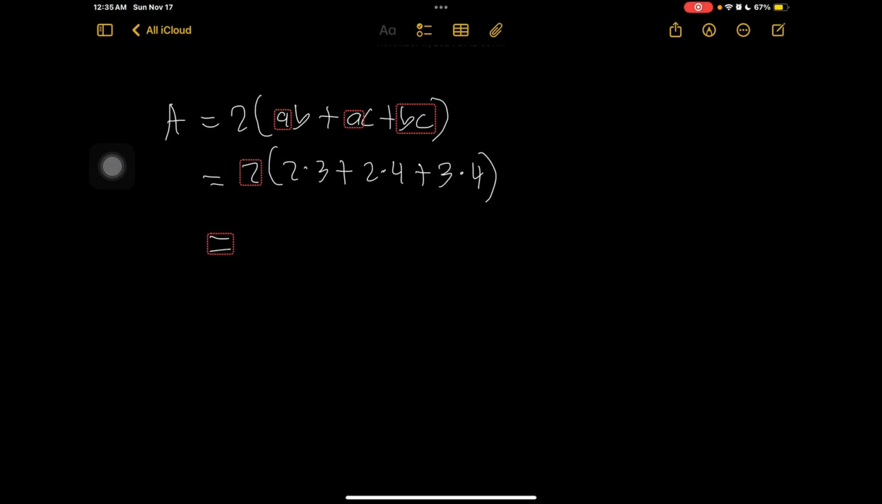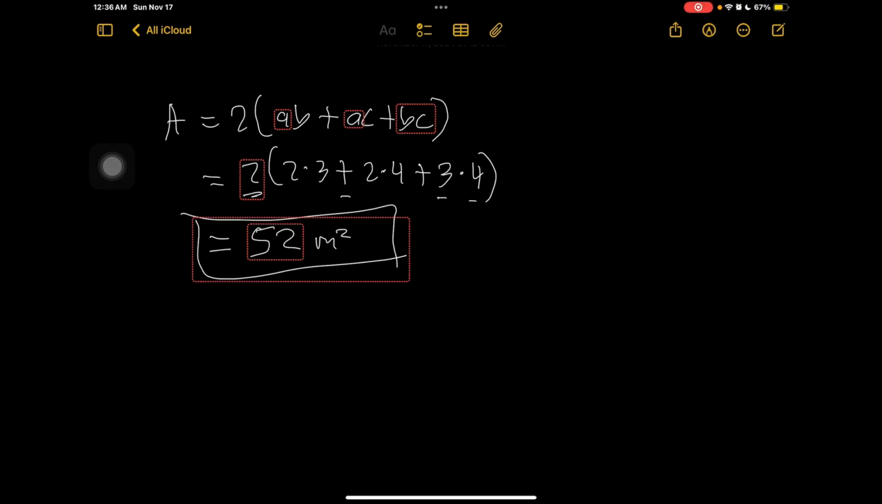2 multiplied by 4 is 8. And 3 multiplied by 4 is 12. So 6 plus 8 plus 12 is equal to 26. So 26 multiplied by 2 is 52 meters squared. So this is our surface area.